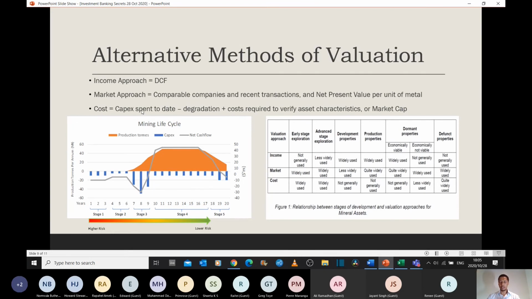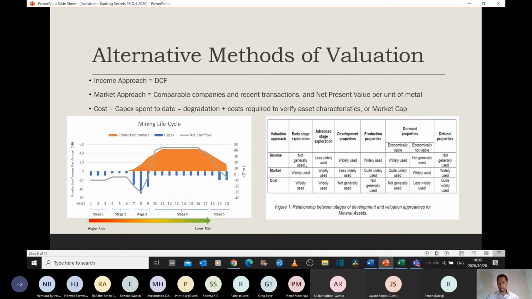And then you can also use the cost approach, which is the amount of capital that's been spent to date on this project, minus any degradation or any adverse things that have happened to the deposit. If any of the deposit has been used up, that's degradation as well. So it's like depreciation, if you will. And then you'd add the costs required in order to verify the asset characteristics. Okay, and that's a cost approach. Another cost approach is just to look at the market cap of the company. So there are 3 approaches that you use to value a mining company, not just DCF.